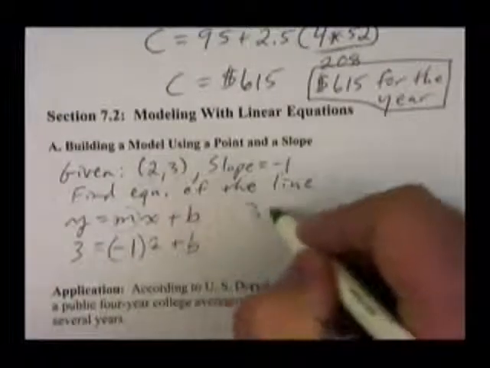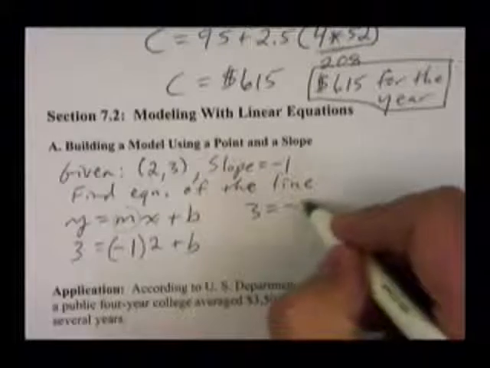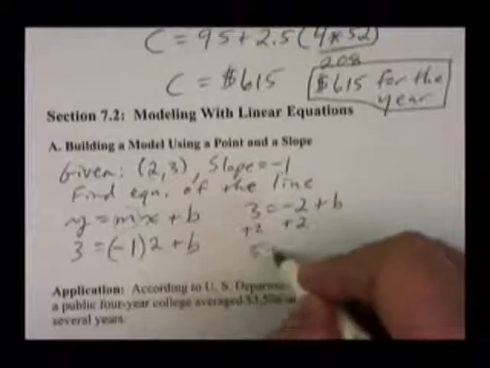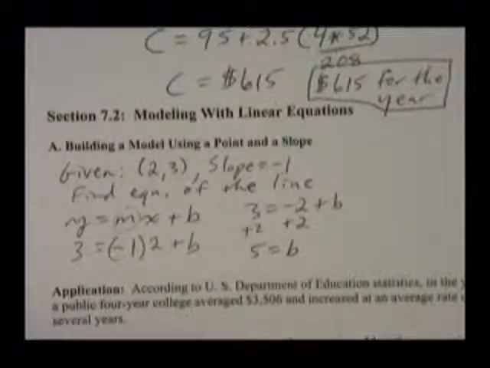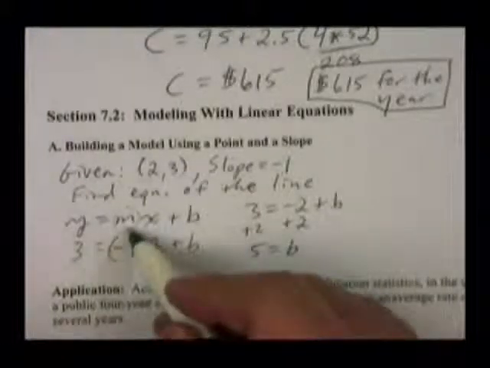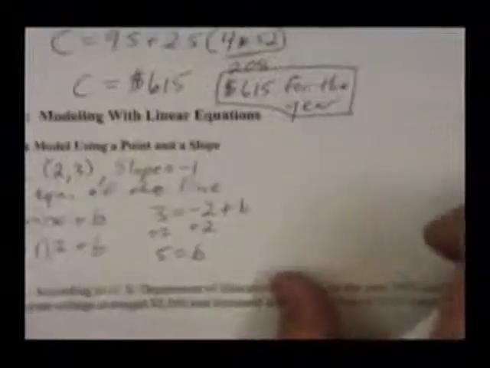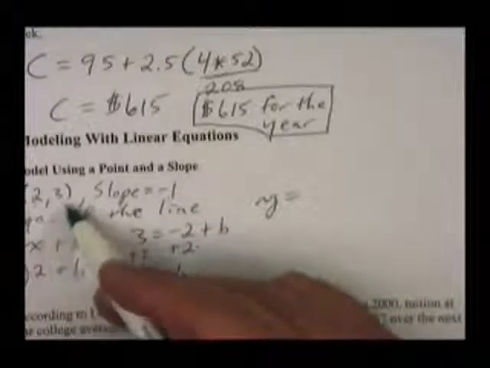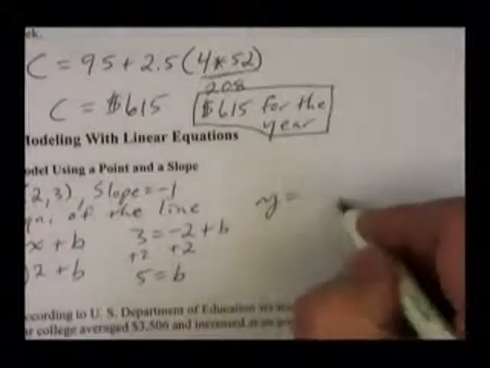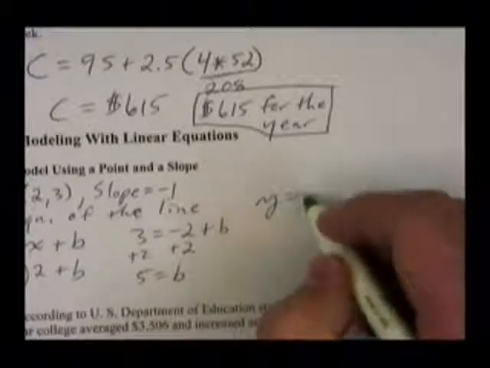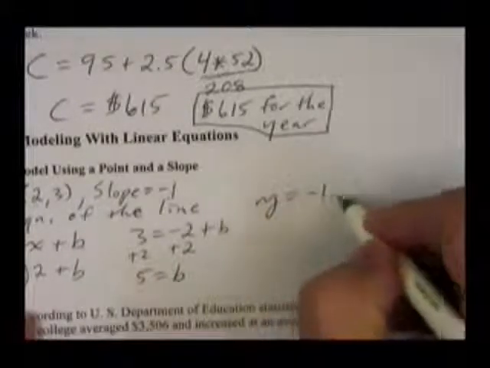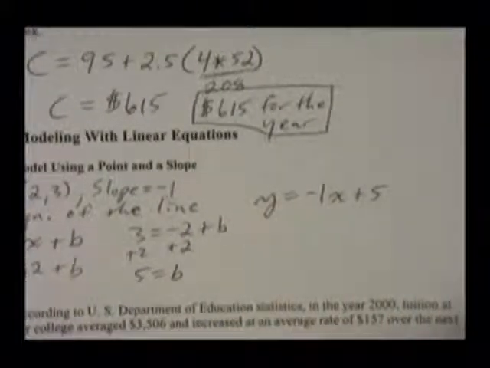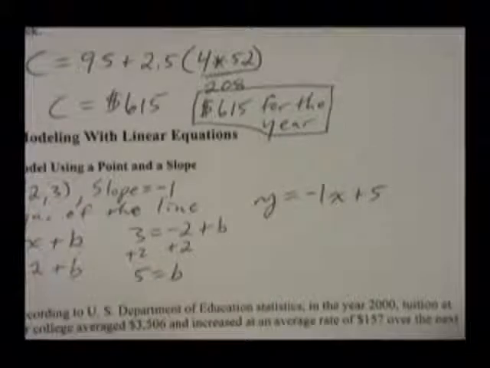So this would give me 3 = -1 times 2, which is -2, plus b, and I'm going to add 2 to both sides. So that'll give me 5 = b. So now I know my slope, and I just solved for my b, so I can write the equation for my line for all the other x's and y's that are out there. I used a specific one to start with. Now I'm going to say for all points (x, y), they're going to follow this equation, y = -1x + 5. All right, so that's how we can find the equation of a line using a point and slope.